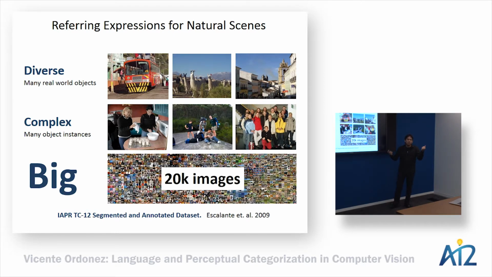And we want our data set also to be reasonably big so that we can learn some useful models. And these are images from the IAPRTC12 data set, 20,000 images, but a lot of these images have many objects in each of them. And the nice thing is that the objects are labeled, so we don't have to label the objects ourselves, but we can just collect the referring expressions.